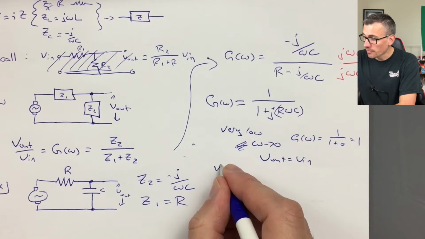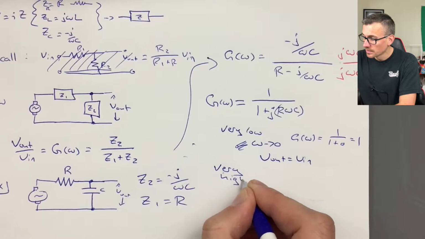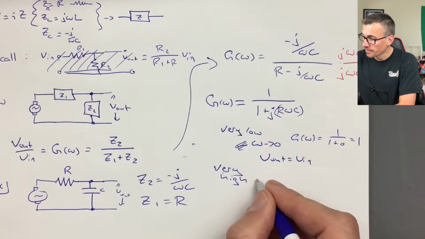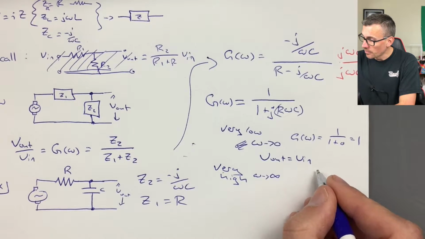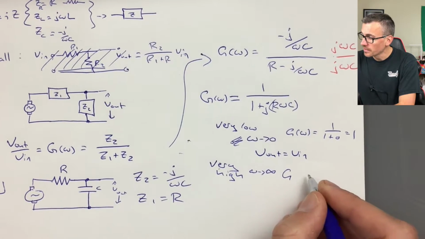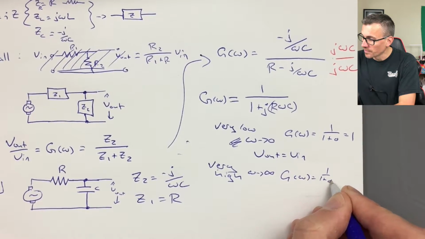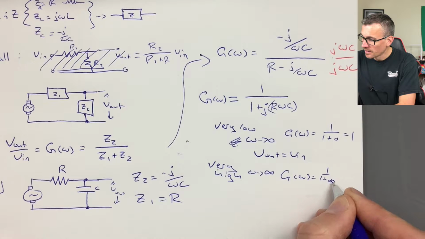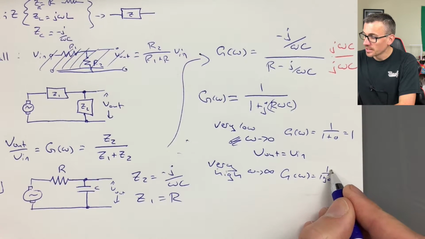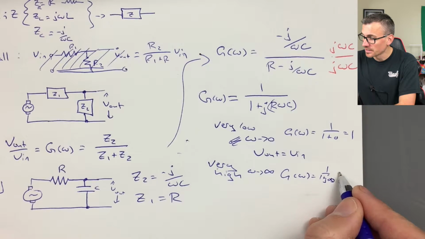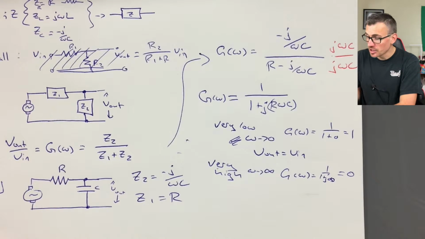All right, so how about for very high frequencies? Very high frequencies, it's going to look like, well, let's just say again, we'll formally take omega to infinity, and then we're going to get G of omega is 1 over 1 plus infinity times j, but we'll talk about that j in a second. So that's equal to 1 over infinity, which is 0. So nothing gets through.